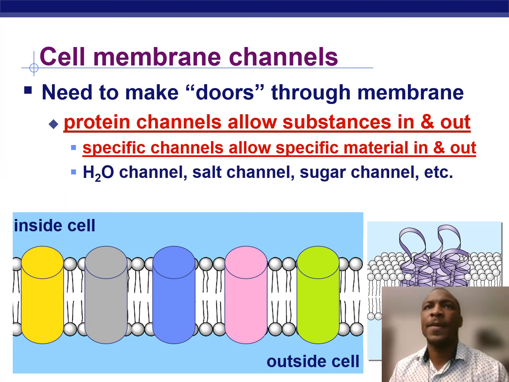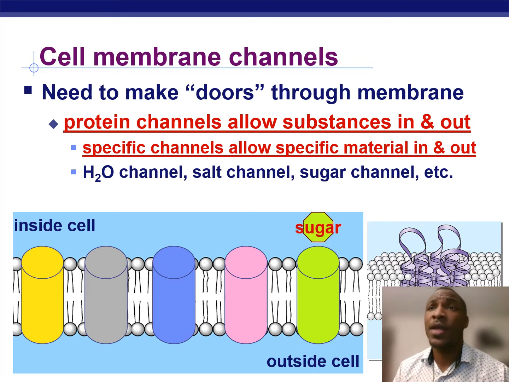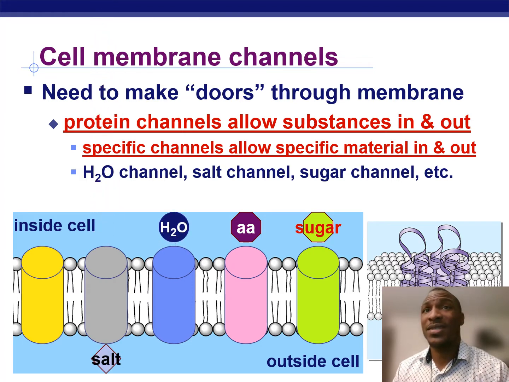All right. So we have water channels, salt channels, sugar channels, etc. So sugar goes to the sugar channel. I need that energy. Proteins, I need to build my muscle up, build up the different structures inside the cell. Water, because without water you're dead. Salt, because that's extremely important to help your muscles and everything else work. And then waste, you need to get that out.